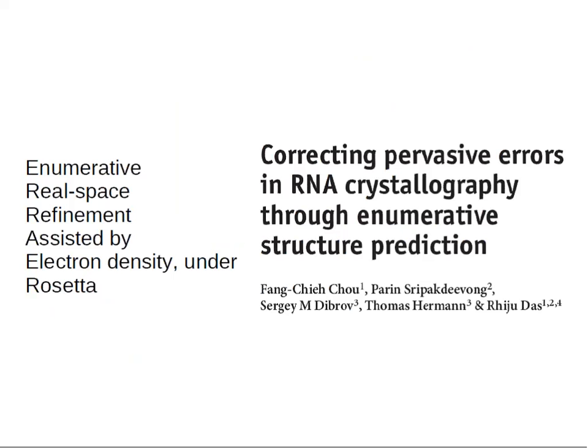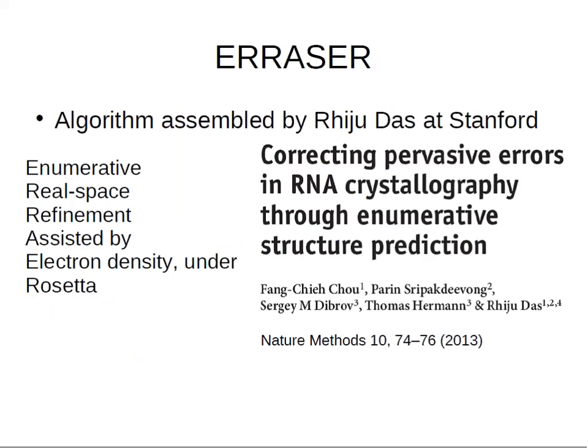All right. So Erraser is an algorithm that was assembled by Residue at Stanford. Here's the publication over here on the right. I've worked a lot with Fang and Perrin on picking apart how Erraser works. And the acronym stands for Enumerative Real Space Refinement Assisted by Electron Density under Rosetta. Erraser is a tool for fixing RNA errors.